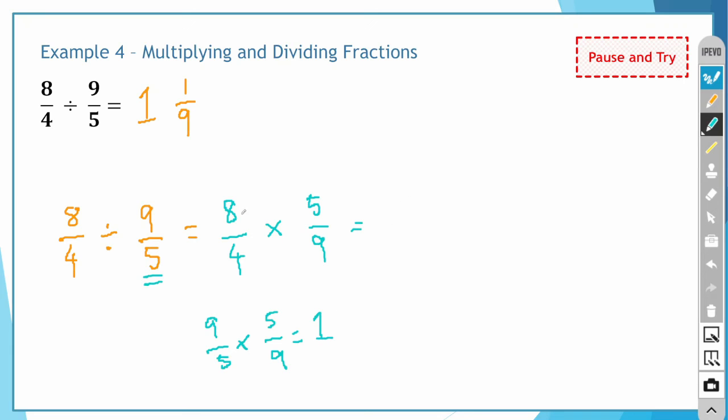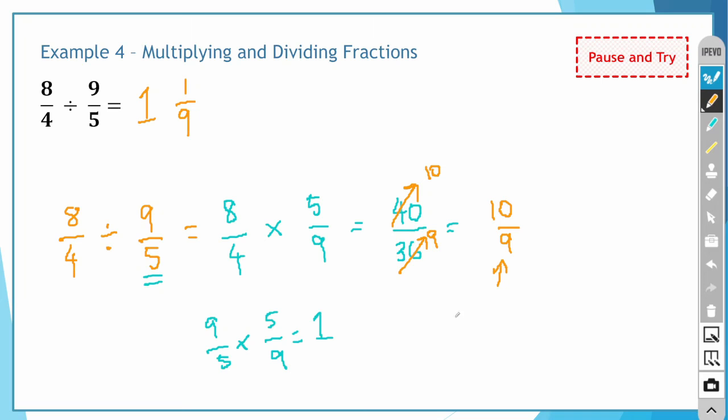So now we can find the answer. We can treat this as a simple multiplying fractions question. 8 times 5 on the top gives us 40. 4 times 9 on the bottom gives us 36. And of course we always want to find it in the simplest form. So we're going to do 40 divided by 4 to give us 10, and 36 divided by 4 as well to give us 9. So our answer would be 10/9.